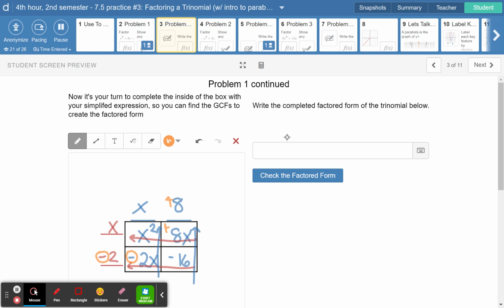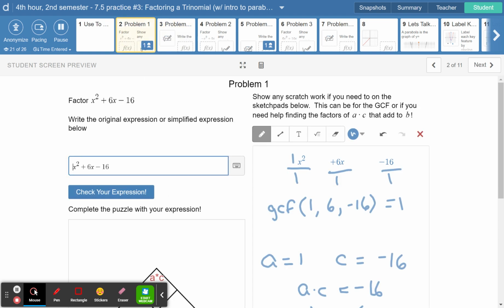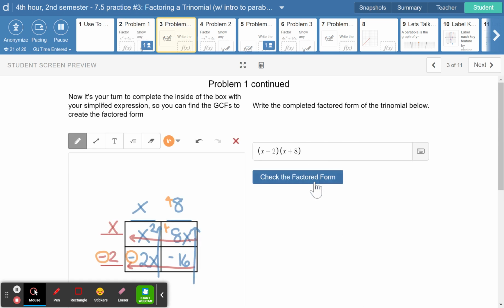Notice this is negative, so I had to take out a negative because my first term was negative. Now inside here, you put the outside of the area model. So your factors are x minus 2 and x plus 8. Now go back to your original problem. We did not take out a GCF other than 1. So this is it. That is all you have to do.